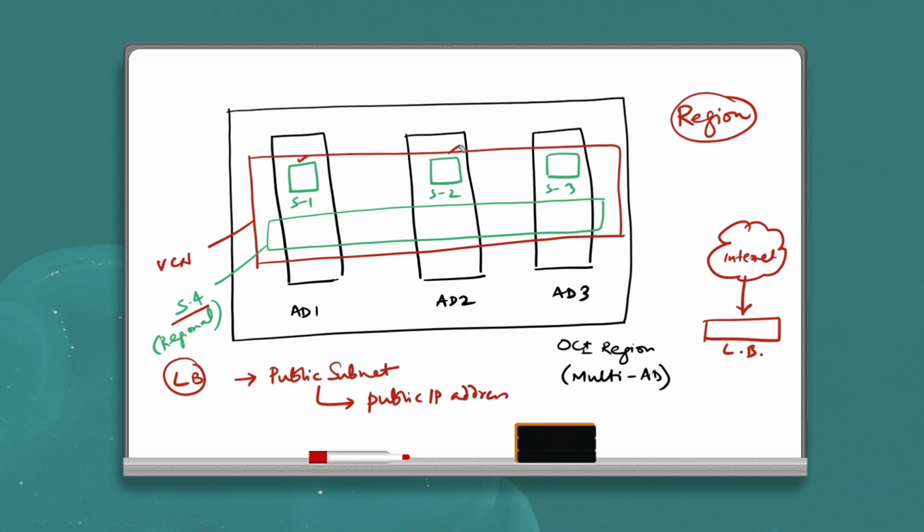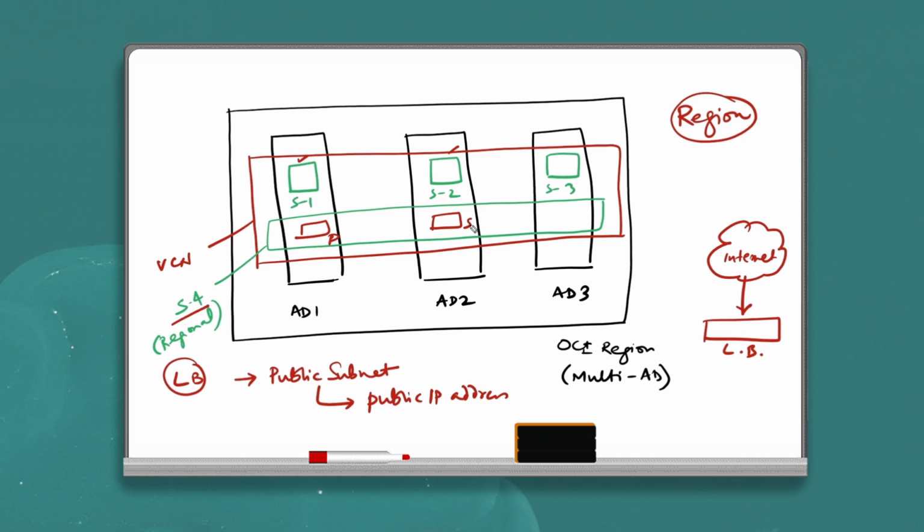So that's the requirement. In case it is a regional subnet, just like S4, the load balancer service is going to create a primary load balancer and a standby load balancer. So this is the standby, each in a different availability domain. Now, why is this so? Because even if there is an outage in an availability domain, you will be able to access the load balancer.